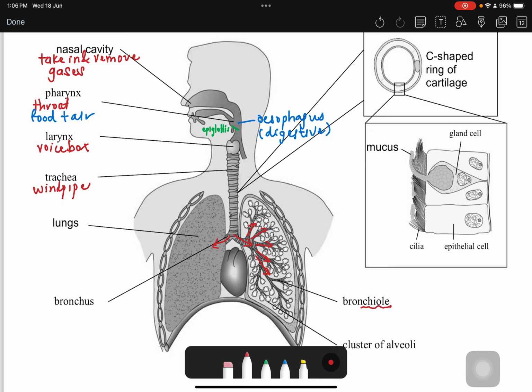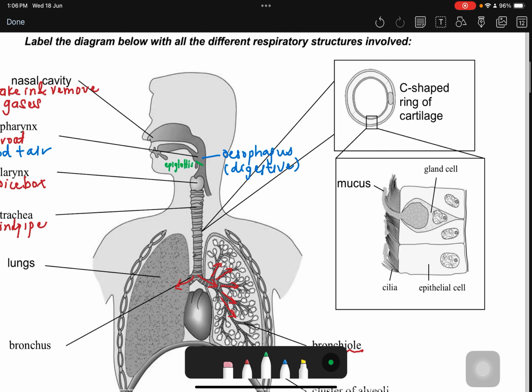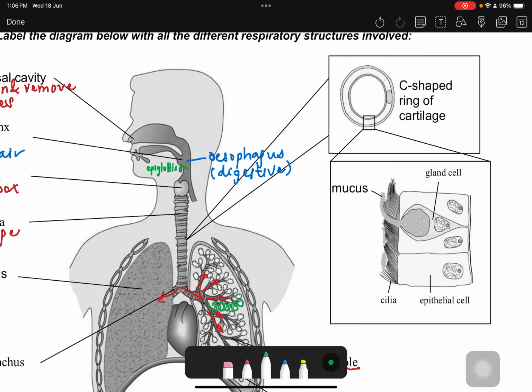Right, before it ends with a cluster of alveoli at the end. So what are alveoli? It's all this green clusters, also known as the air sac, where gaseous exchange actually takes place. Let us dive deeper into the different segments. I'll come back to the trachea as well as the different cells that are found along the lining.